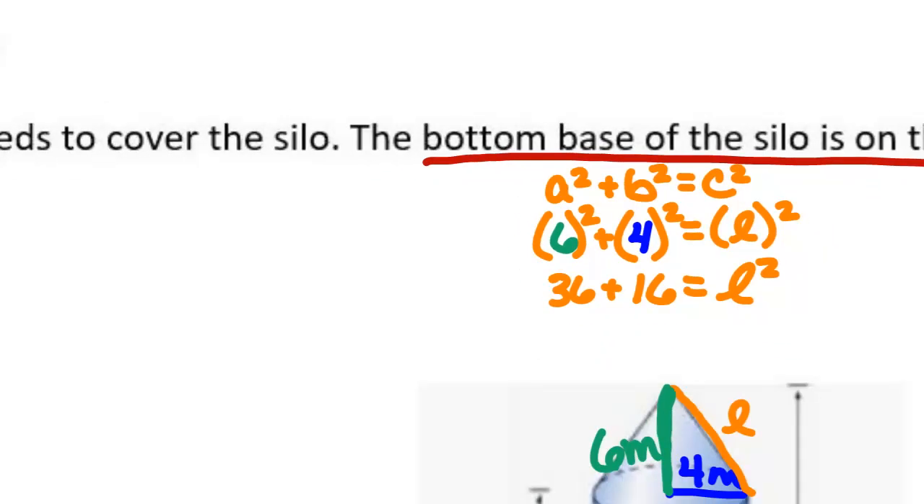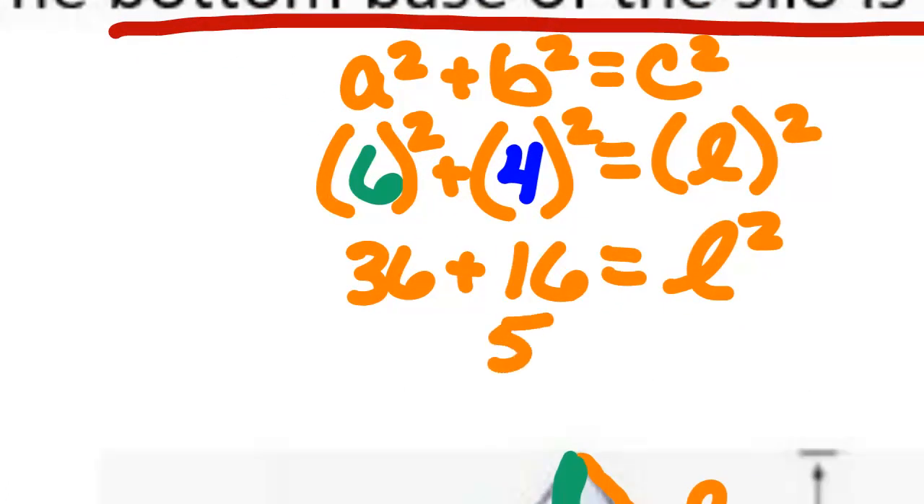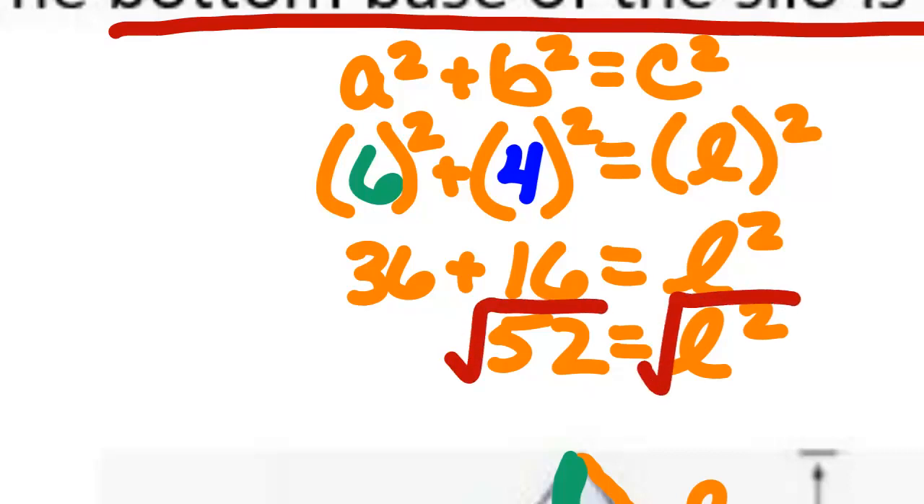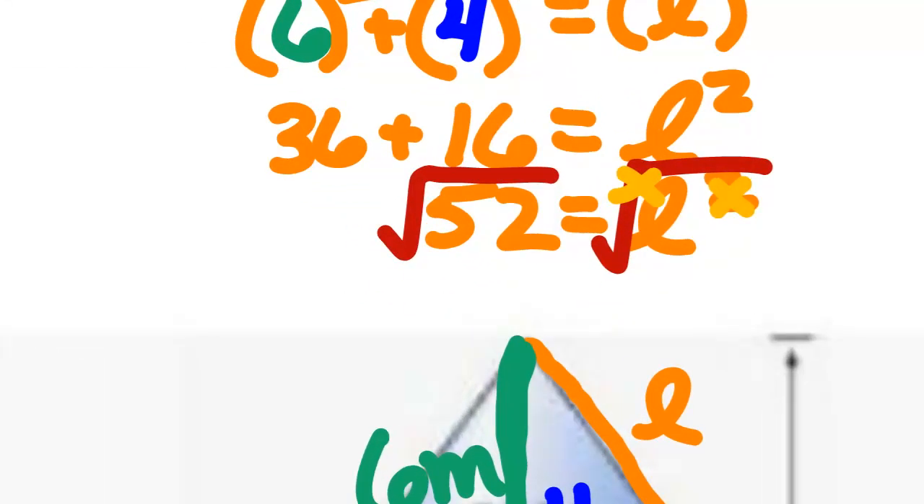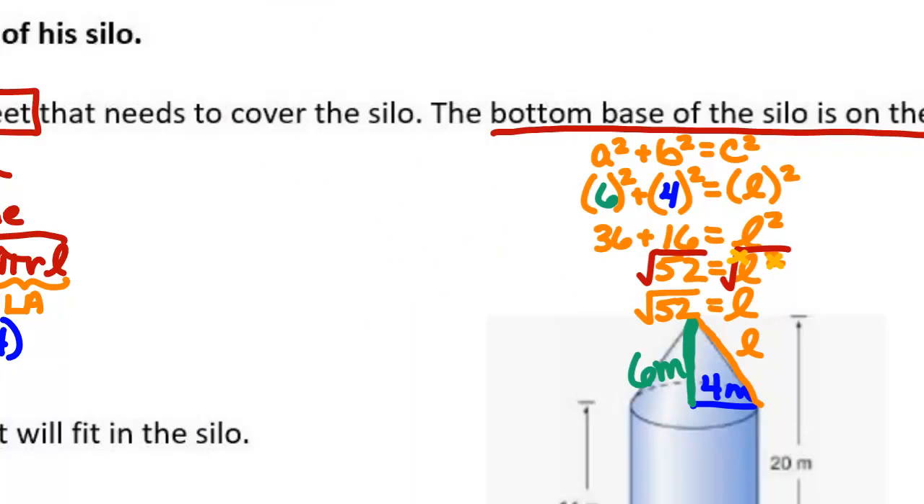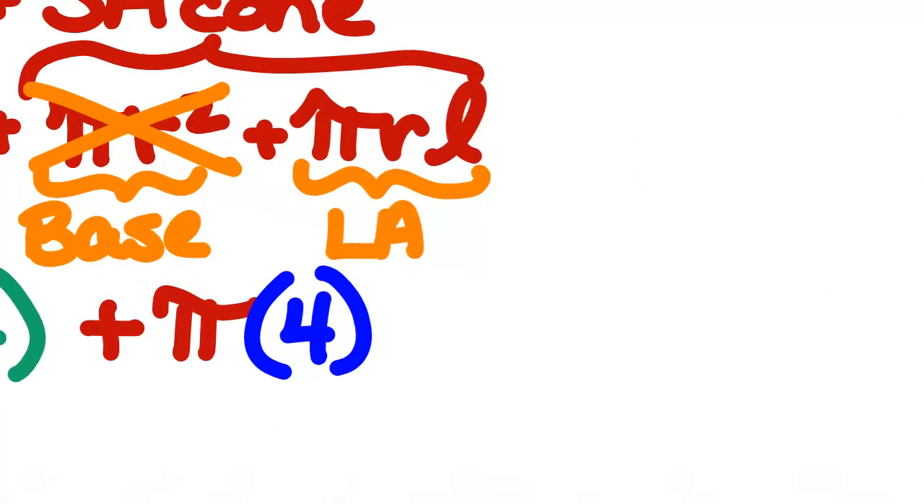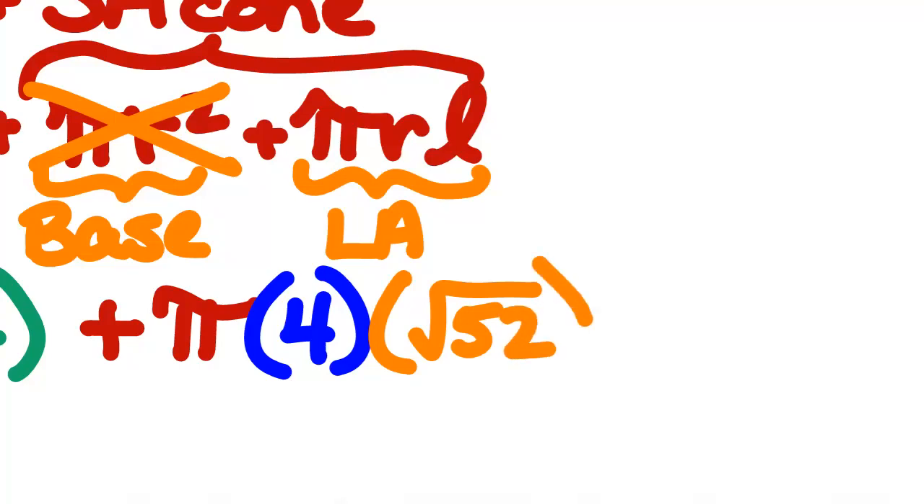What is 36 plus 16? 52 equals the slant height squared. We take the square root of both sides to isolate the slant height. Is the square root of 52 a nice, pretty whole number? No. Then we're going to leave this as radical 52. So pi times 4 times the square root of 52.